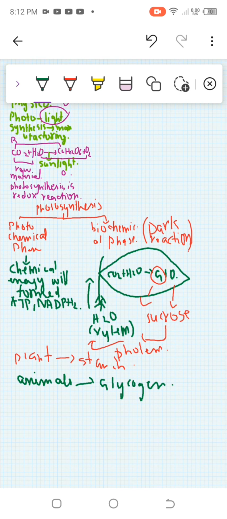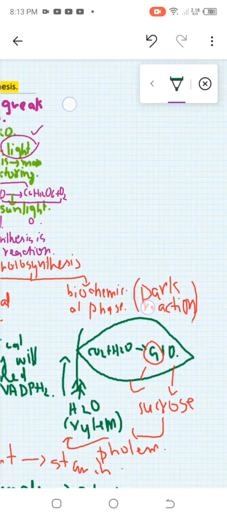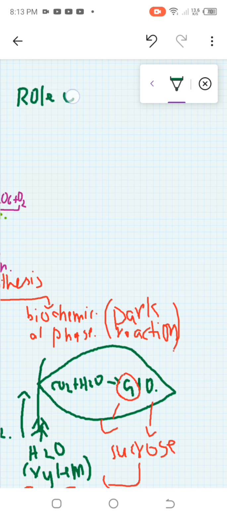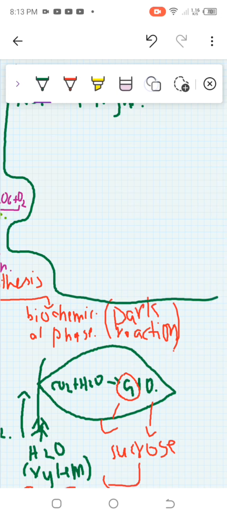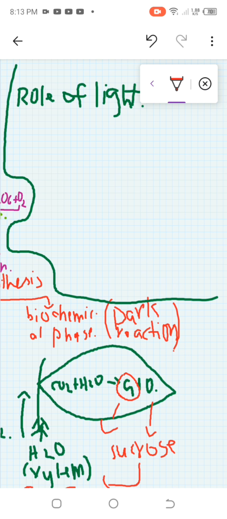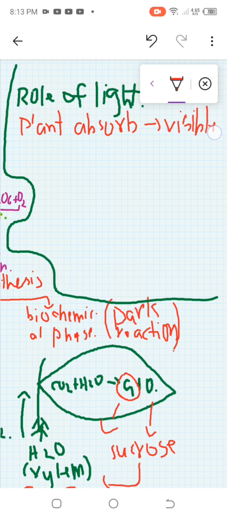Now here we have the role of light in photosynthesis. In photosynthesis, most of the role is played by the pigments. Plants absorb a small portion of the electromagnetic spectrum, which is known as the visible spectrum, from the sunlight.